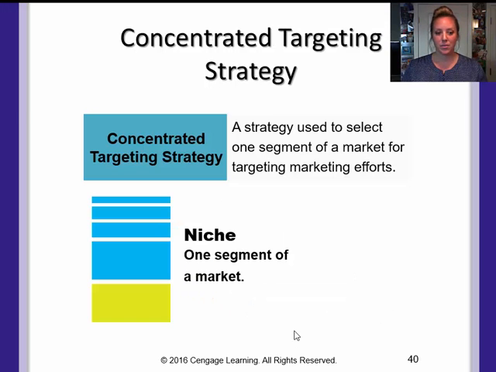A concentrated target marketing strategy is when a firm selects a niche for targeting its marketing efforts. Because the firm is appealing to a single segment, it can concentrate on understanding the needs, motives, and satisfactions of that segment's members and on developing and maintaining a highly specialized marketing mix.